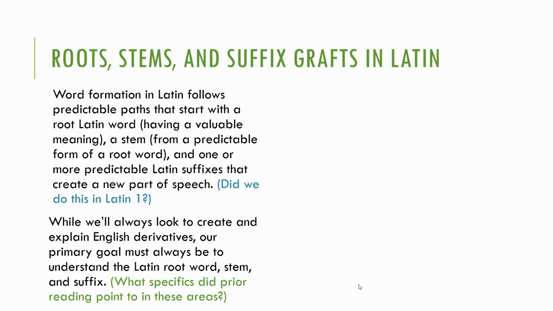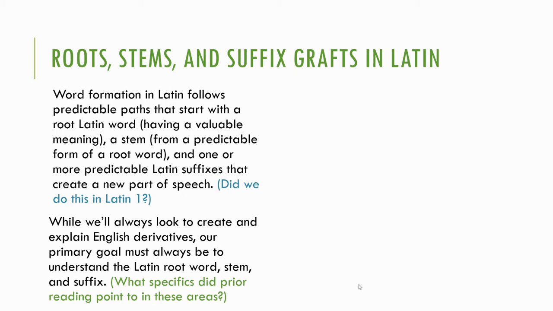Okay, so word formation in Latin follows predictable paths. Start with the Latin root word. We have to manipulate that to get the stem. And then we can regularly add a set of predictable suffixes that create a new part of speech. We did do this in Latin 1 hastily with the suffix osus. Osus can be added to a noun and converts it into an adjective. So the noun periculum, meaning danger, can be manipulated into the adjective periculosus, periculosa, periculosum, meaning dangerous. All right.